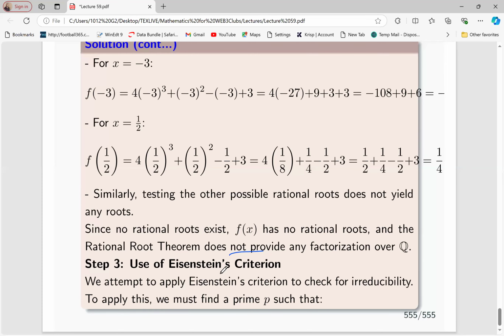So that means I have to apply another method. So I decided to apply Eisenstein's criterion to see whether it agrees with the rational root test, because the rational root test has found that there's no root. So if there's no root, there's a likelihood that the polynomial cannot be reduced. Is that okay? So then I bring in Eisenstein's criterion to verify. If it agrees with that, then we can say that that polynomial is irreducible.